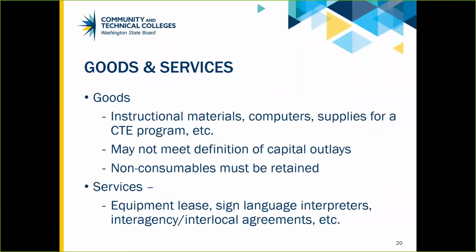You're also going to budget services here in the goods and services budget cell. Services include interagency agreements or interlocal agreements, if that's what your college calls them, and those are defined as contracts between two or more public entities. So if your college has a contract with another community college or a K-12 school or a state agency, those are interagency agreements, and those are actually considered services by the state, so they'd be budgeted in your goods and services.